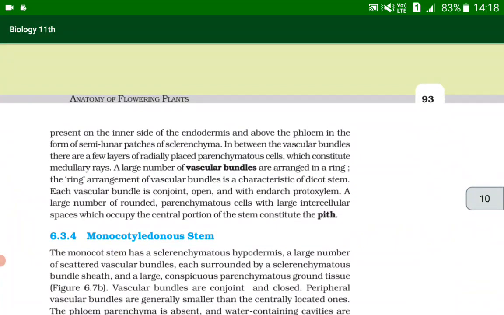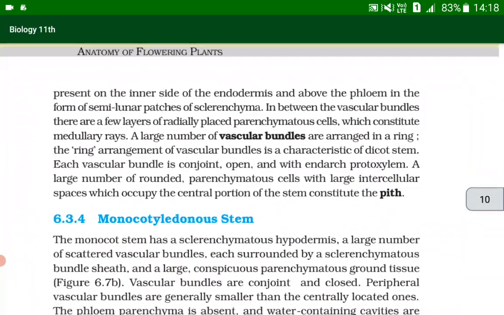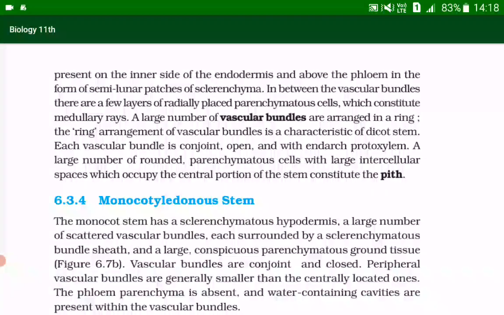Pericycle is present on the inner side of the endodermis and above the phloem in the form of semilunar patches of sclerenchyma. In between the vascular bundles, there are a few layers of radially placed parenchymatous cells which constitute medullary rays. A large number of vascular bundles are arranged in a ring. The ring arrangement of vascular bundles is a characteristic of dicot stem. Each vascular bundle is conjoined, open and with endarch protoxylem.